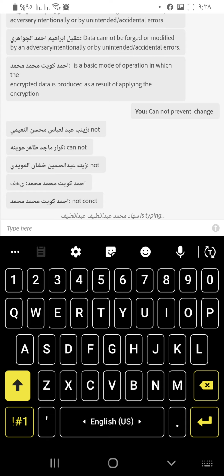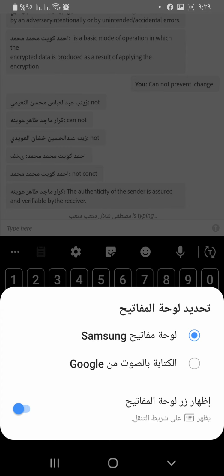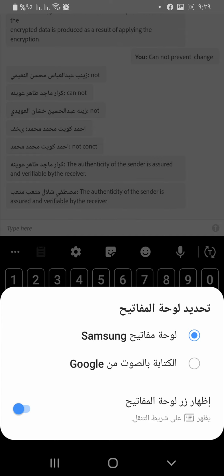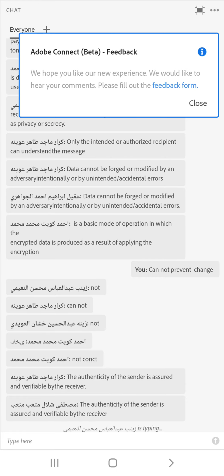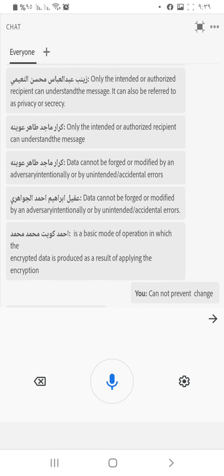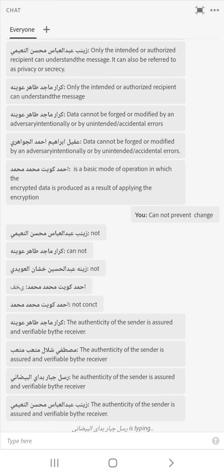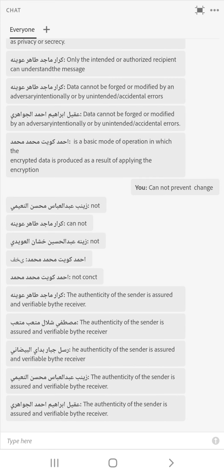And what is the authentication service? Authentication service is assured. Yes, Majid and Mustafa Shalal both gave the right answer to this question. Next question.